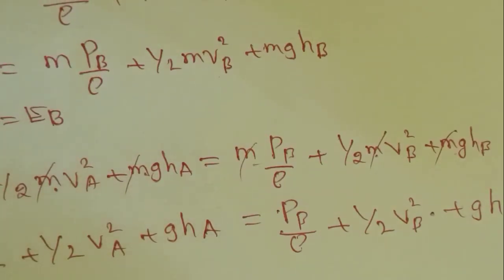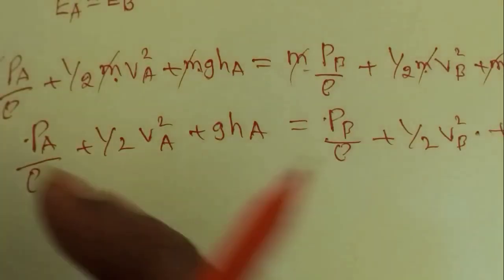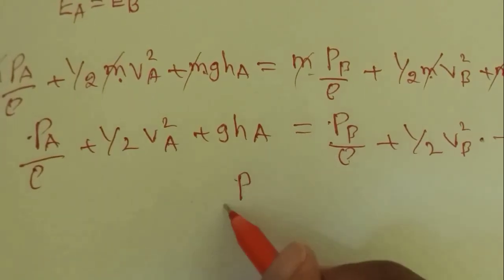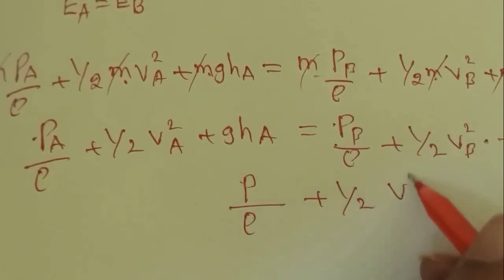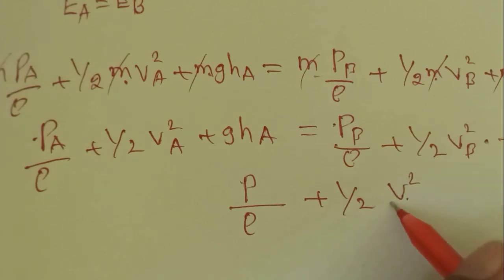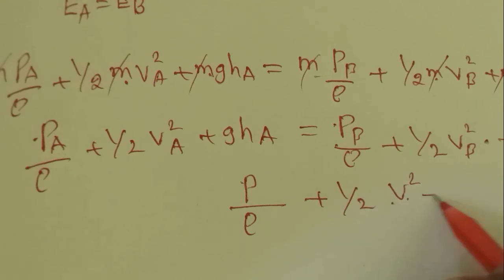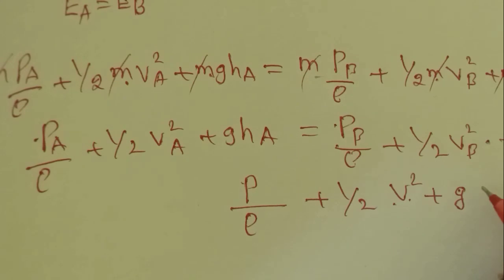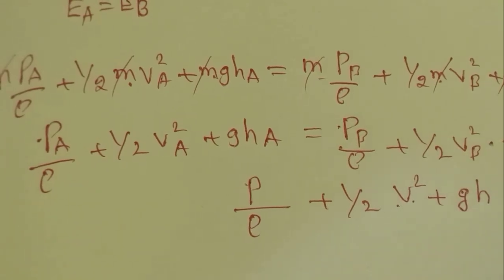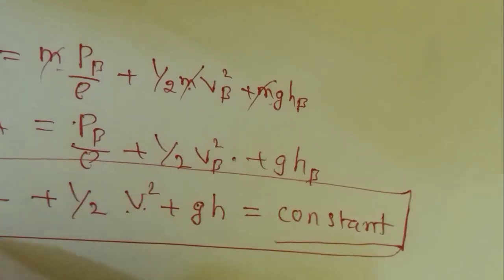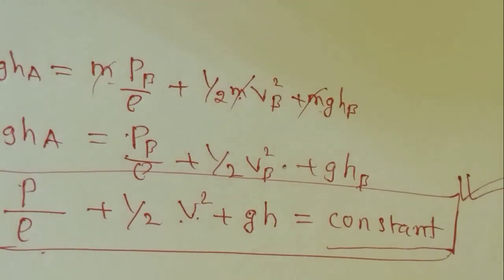Okay, so the above equation can also be written finally as P by rho is common, plus half is common, and V squared, plus G is common, and H. So P by rho plus half V squared plus GH, all are equal to a constant. So this is the Bernoulli theorem final equation. Very, very easy.